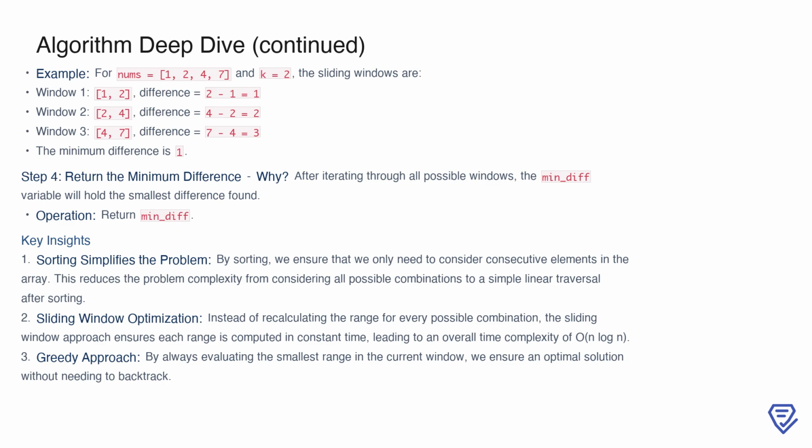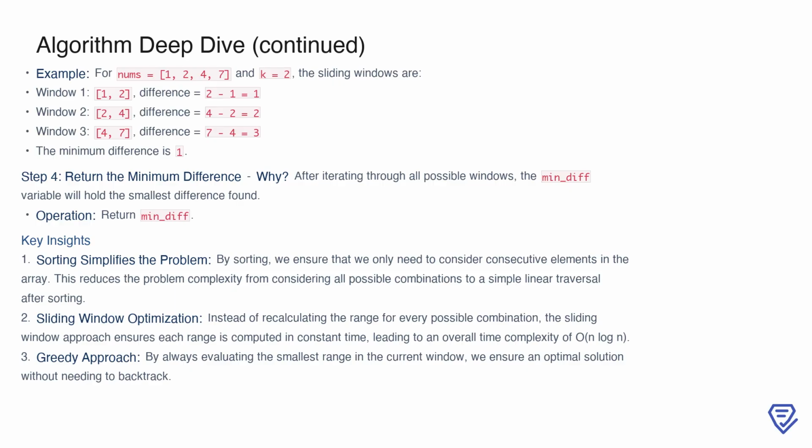At the end of this process, we return the value of min_diff, which holds the smallest range found across all windows. The key insight is that sorting simplifies the problem by allowing us to focus solely on consecutive elements in the array. This eliminates the need to consider all possible combinations of k elements, which would be computationally expensive. The sliding window technique further optimizes the process by ensuring that we calculate the range for each window in constant time. This approach is effectively greedy because we always evaluate the smallest range in the current window, guaranteeing an optimal solution without backtracking. Together, sorting and the sliding window method ensure an efficient solution with a time complexity of n log n.